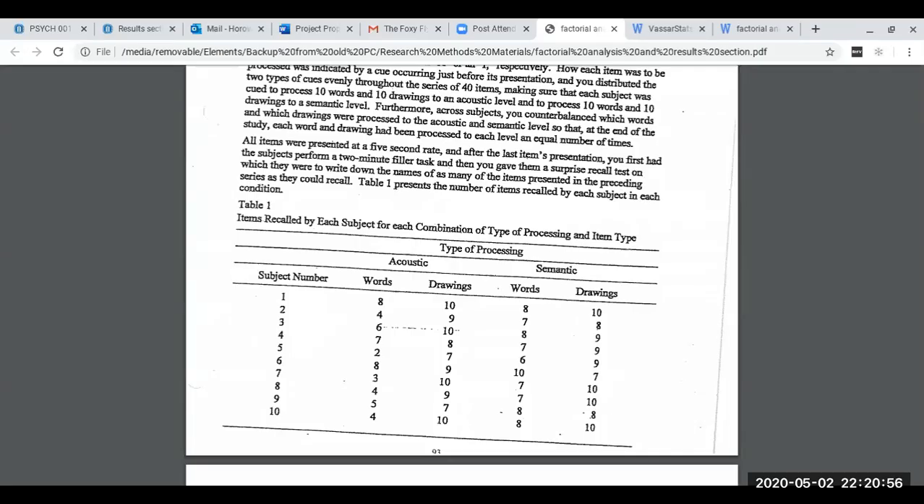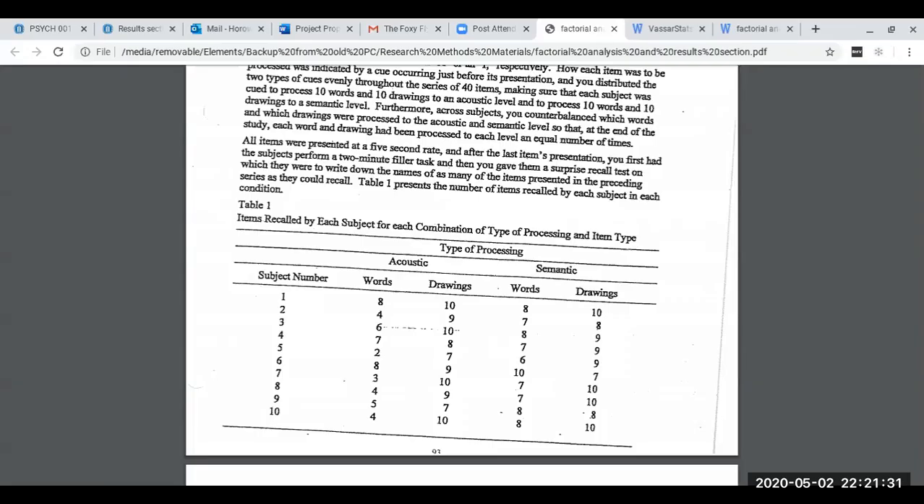So these are the numbers that they got. Remember that there were 10 in each group. So each subject, numbers 1 through 10, had all 4 types of group, right? What we see here is acoustic words, acoustic drawings, semantic words, and semantic drawings. Subject number 1 got 8 correct for acoustic words, 10 correct for acoustic drawings, 8 correct for semantic words, and 10 correct for semantic drawings, and so on. So for 10 subjects we have 4 scores for each subject for each of those groups.